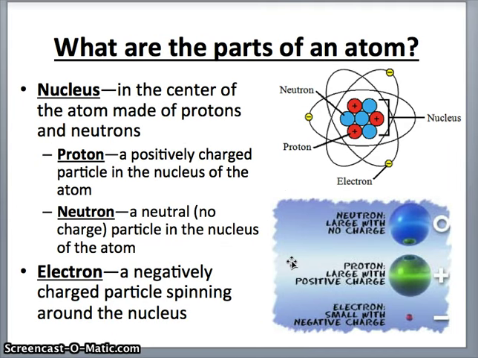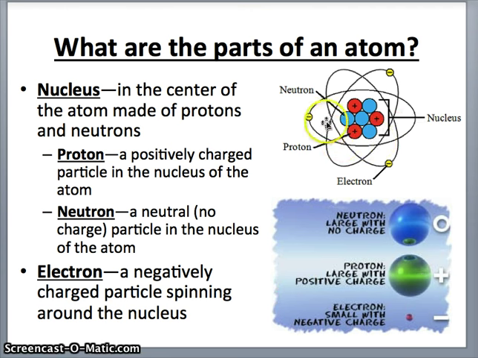What are the different parts of an atom? If you were able to look inside of an atom, you would see something like this. In the middle, we have a nucleus, which is essentially made out of two different types of particles. The first type is called a proton. Protons are positively charged particles. And the second is neutron. Neutrons are neutral particles, meaning they have no charge. So usually the symbol 0 means neutral, and the plus is positive charge.